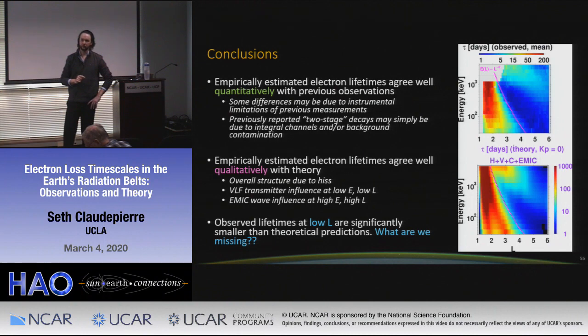And that's the bulk of the population. They get scattered lower in pitch angle, and they slowly make it down to lower L shell. Once they reach that critical L shell and pitch angle region, they're ultimately lost, going to be lost by the configuration of the magnetic field and other things.